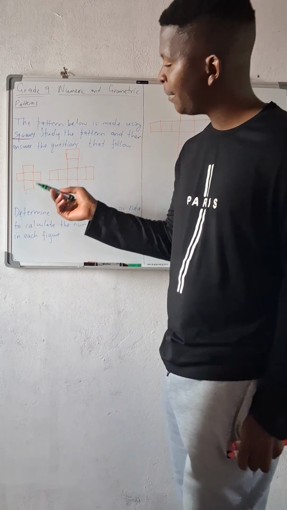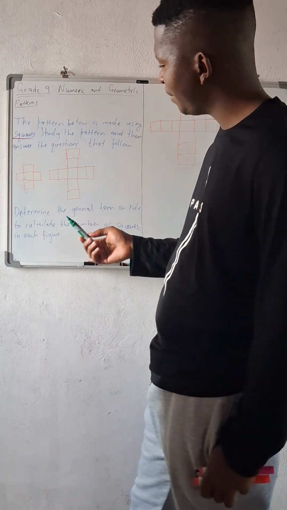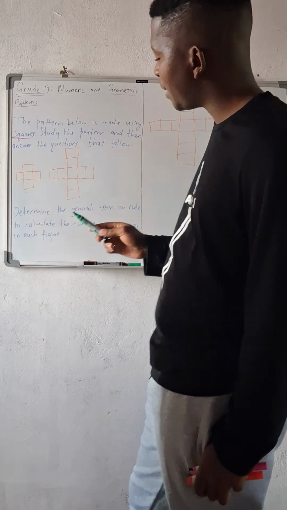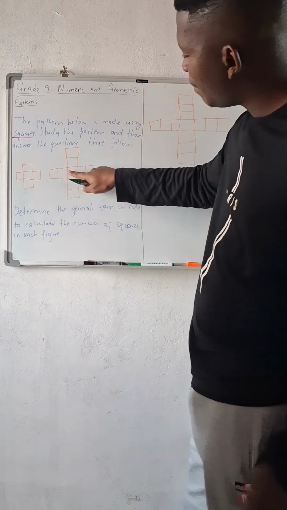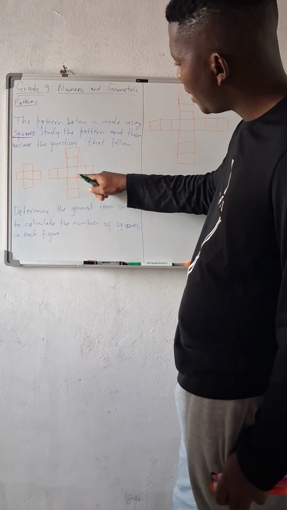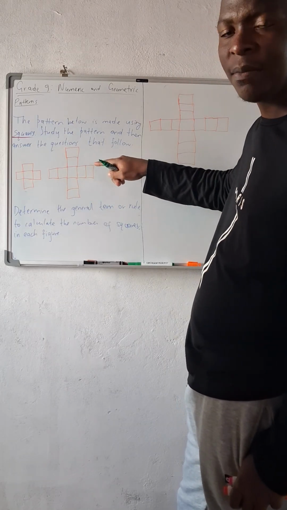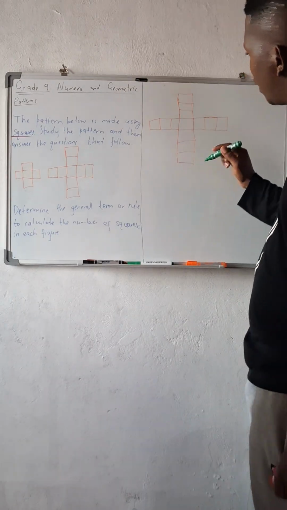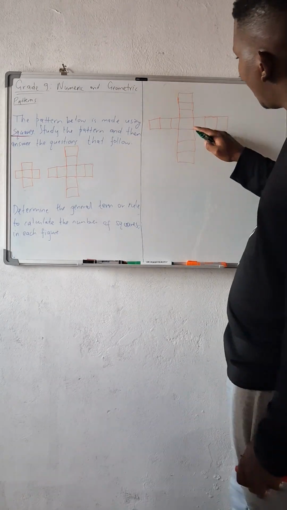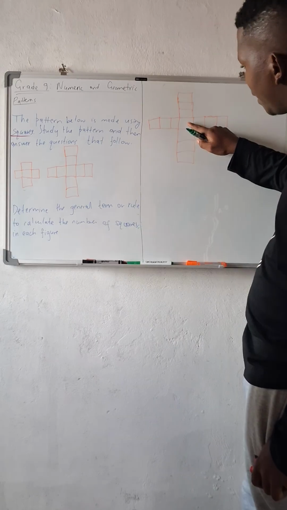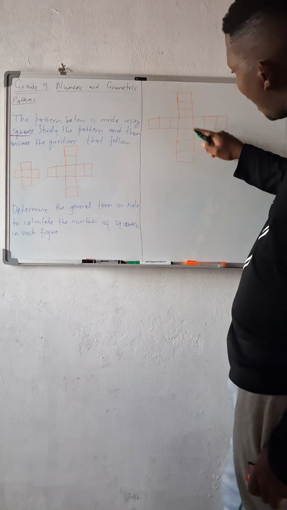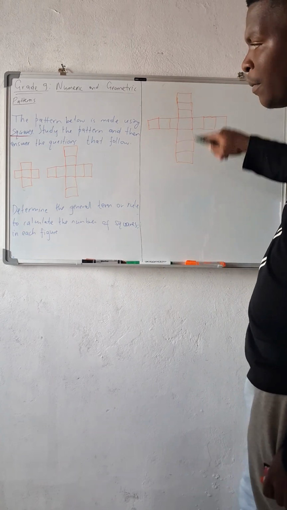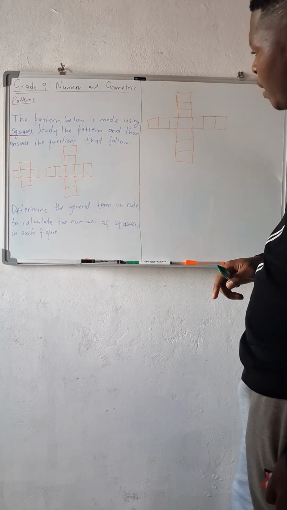What I see from the first pattern is that I have a square in the middle and then there are 4 squares around it. I also have a square in the middle and then I have 4 squares and another 4 squares. Here again I have a square, then 4 squares and another 4 squares and another 4 squares, rotating around this cross.